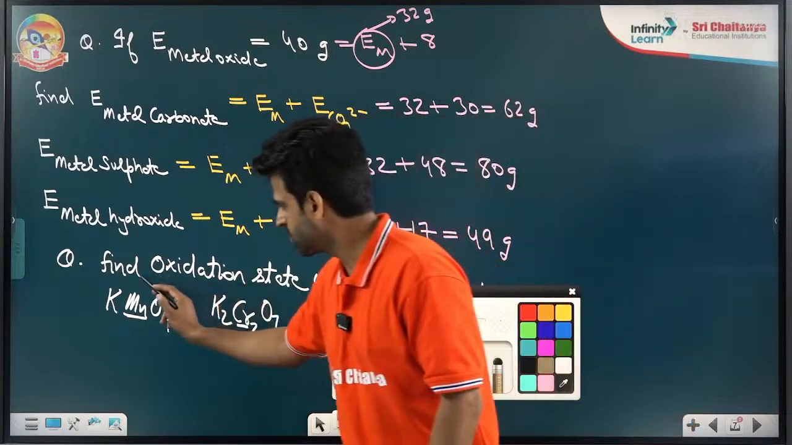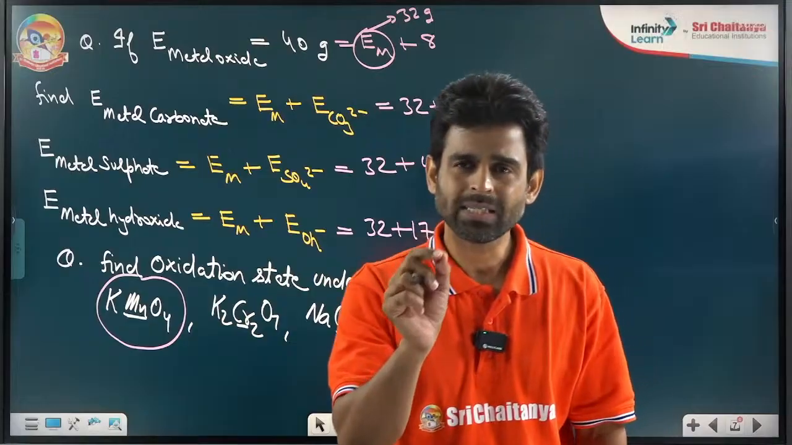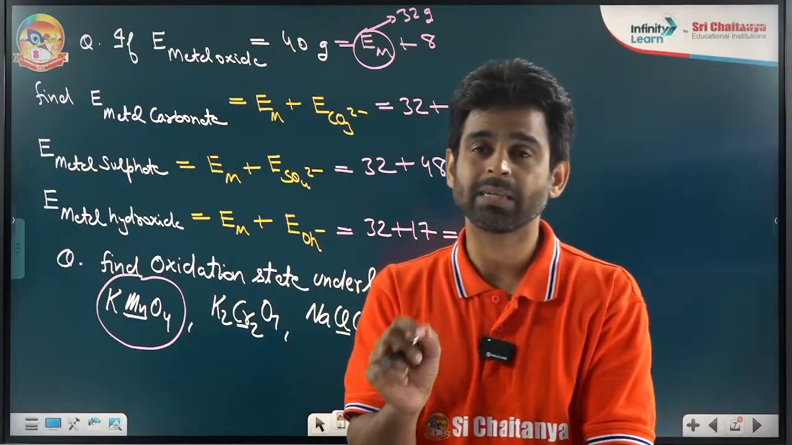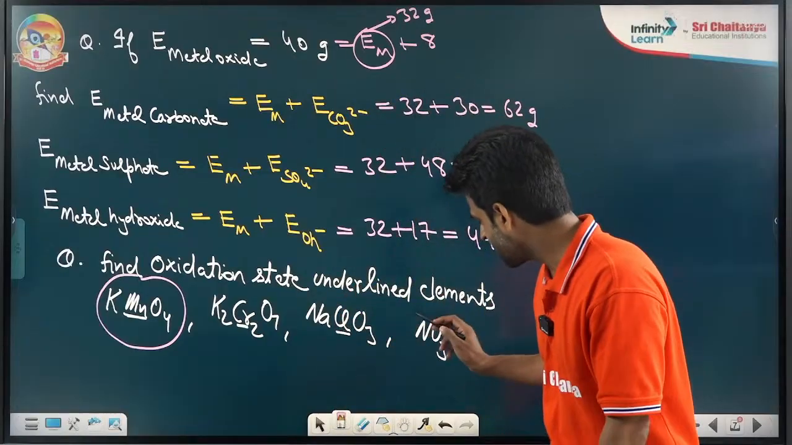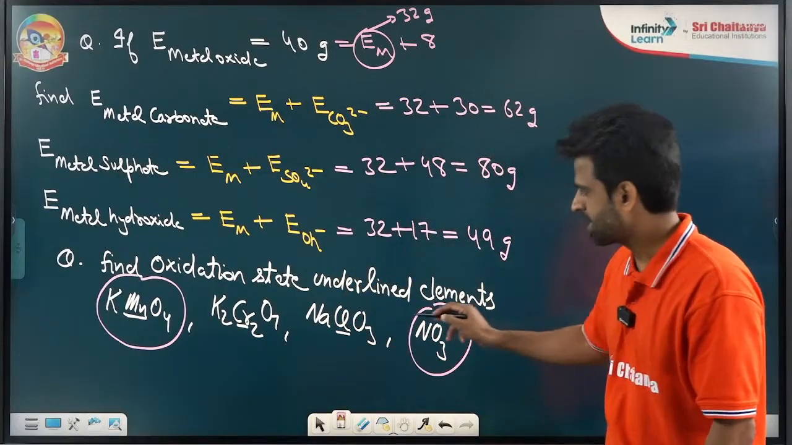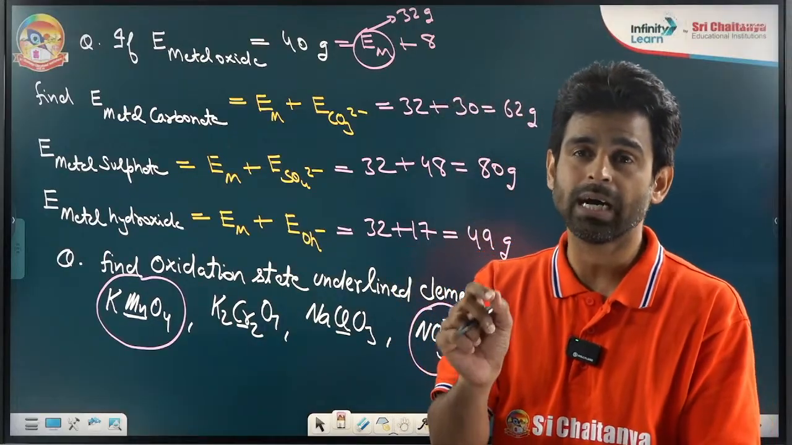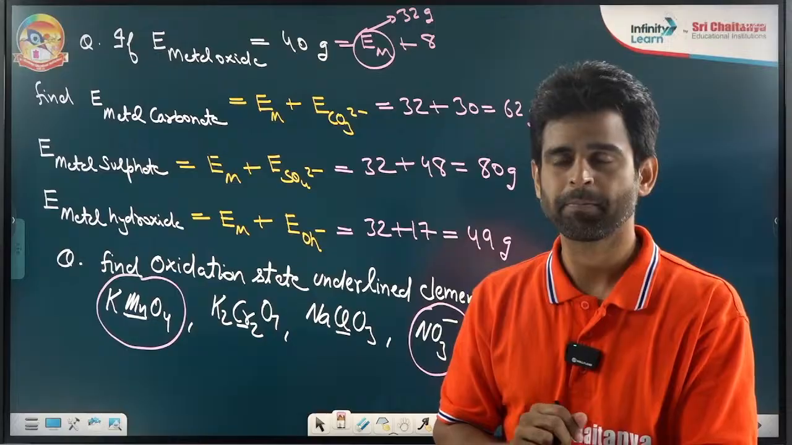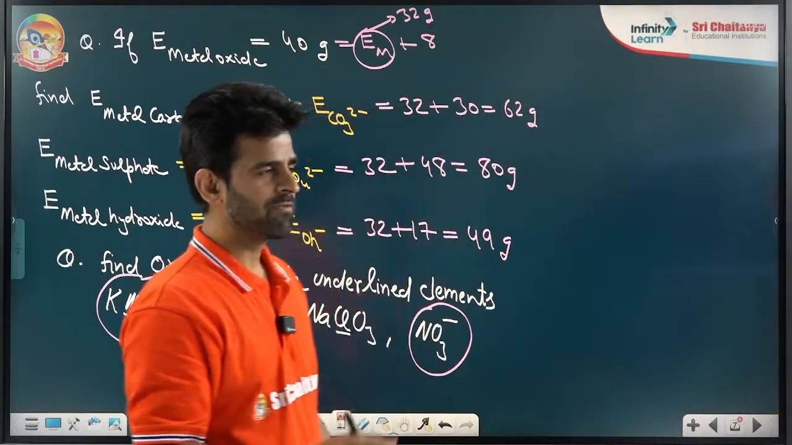In case of neutral molecules, the sum of the oxidation states of all the atoms will be equal to what? 0. Whereas in case of ions, the sum of the oxidation states of all the atoms will be equal to the charge present on the molecular ion, right? So apply the concept, try to get the answer.